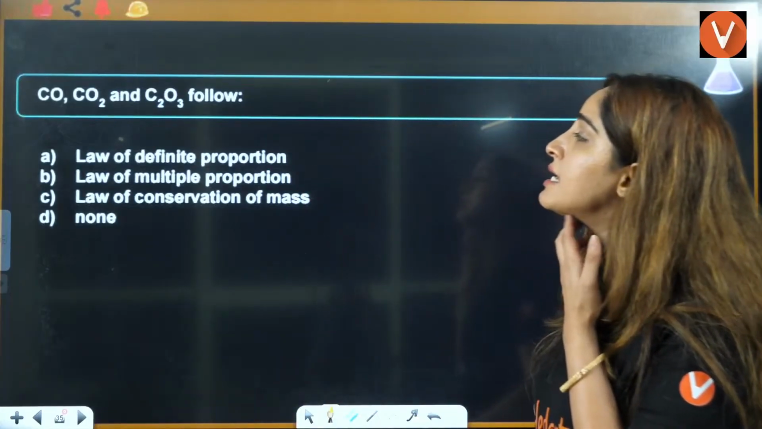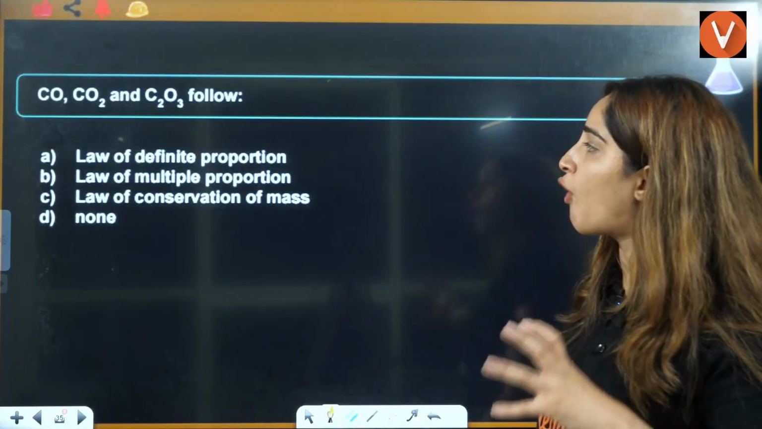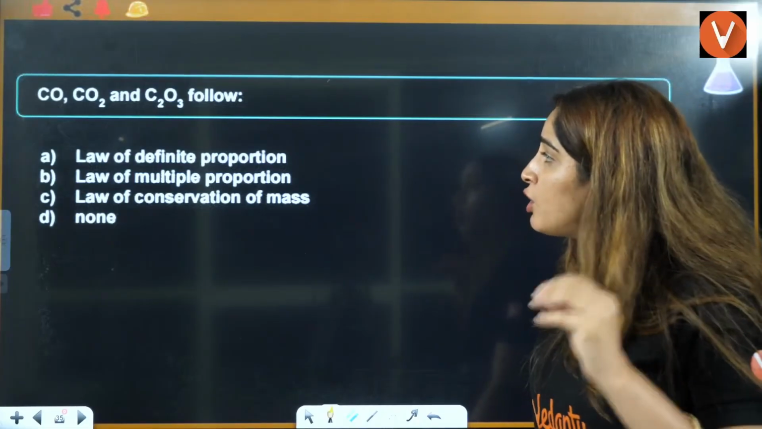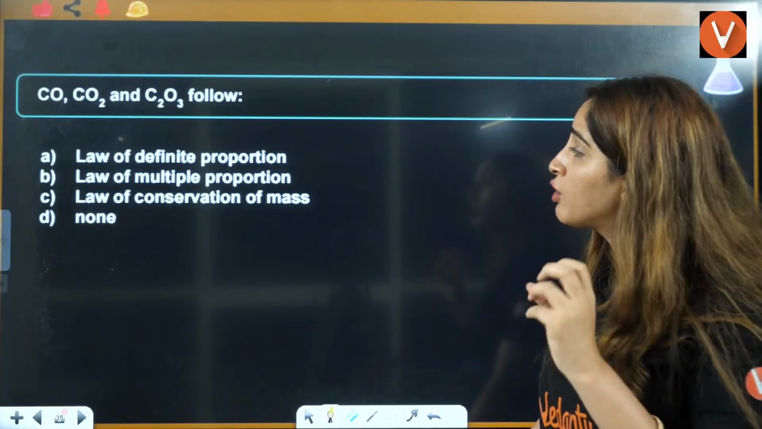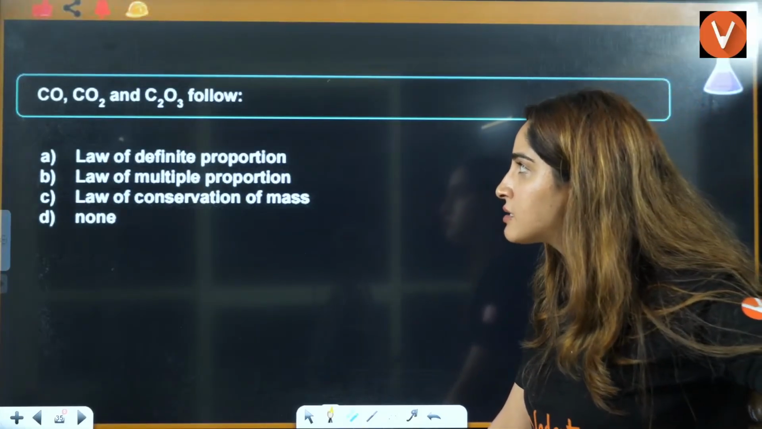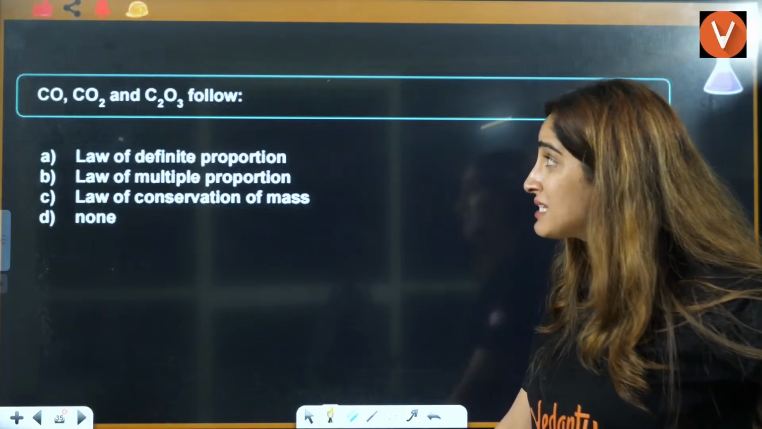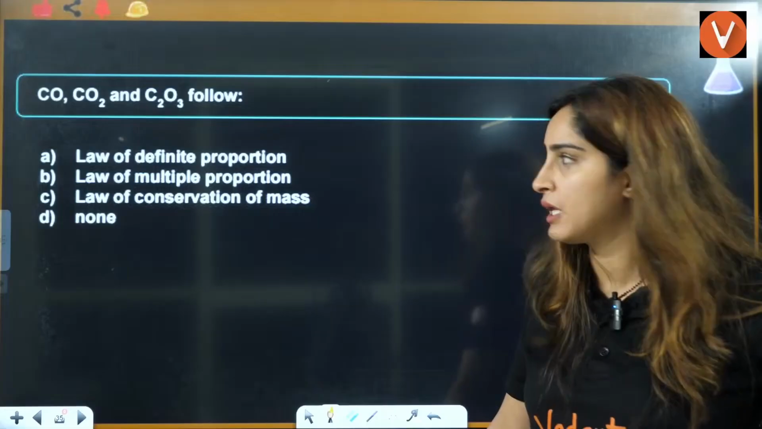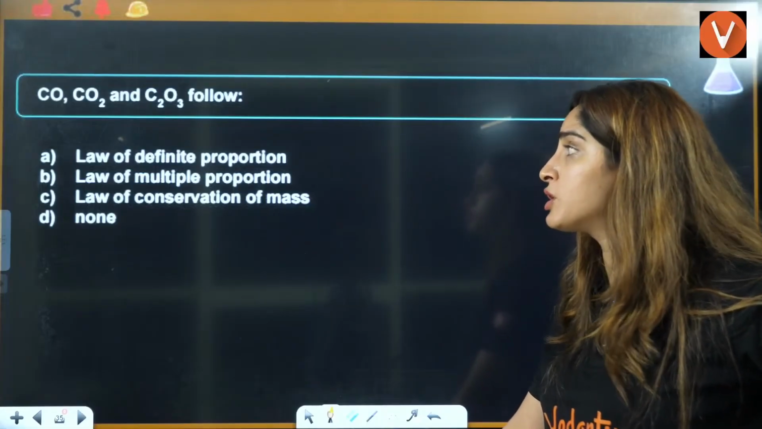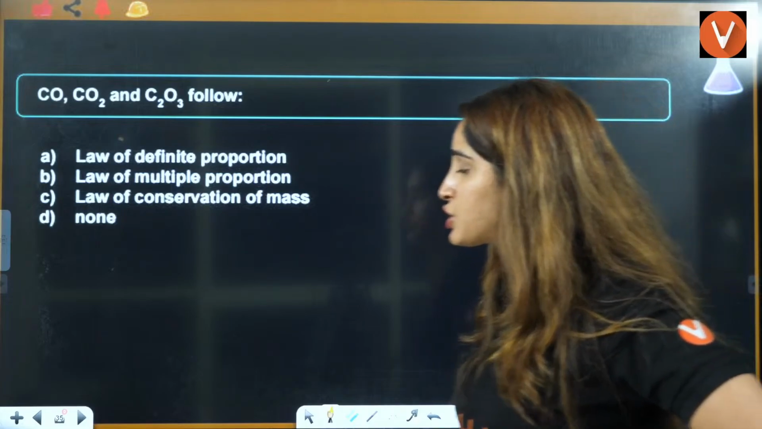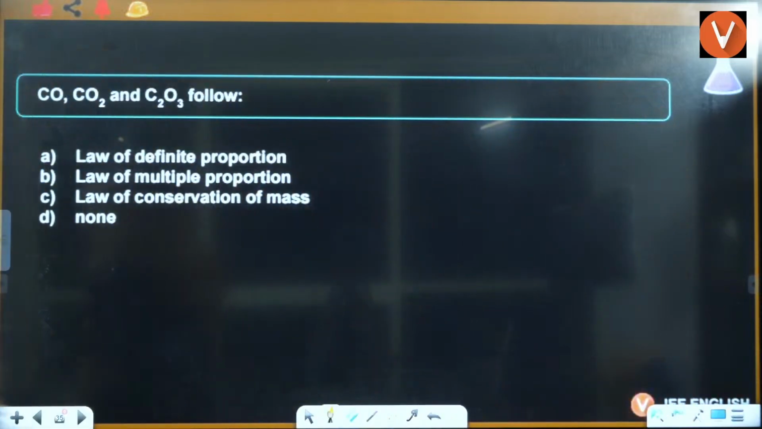The last one is, CO2 and C2O3 follow which of the following? Law of definite proportion, law of multiple proportion, law of conservation of mass, or none? Let me see that.